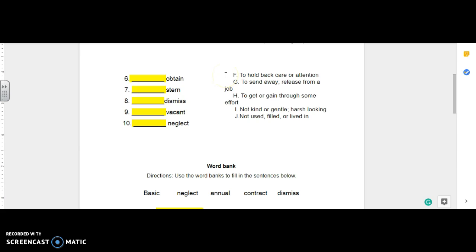F. To hold back care or attention. G. To send away, release from a job. H. To get or gain through some effort. I. Not gentle or kind, harsh looking. J. Not used, filled, or lived in.